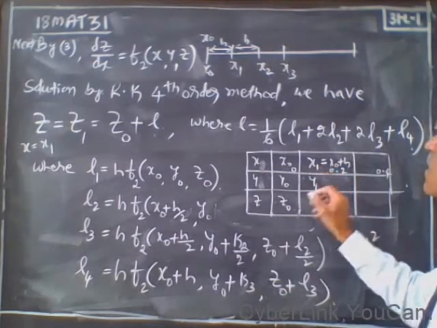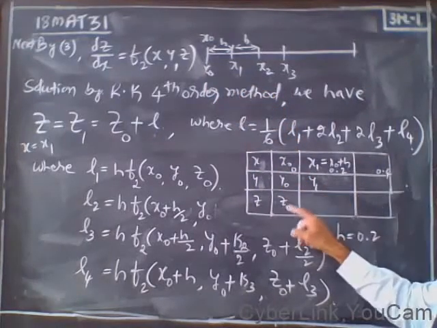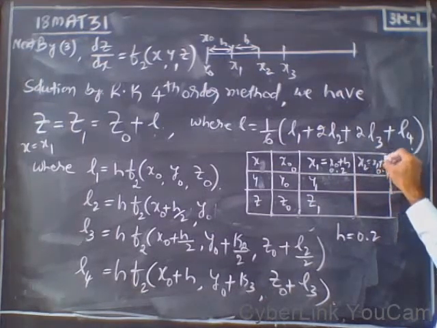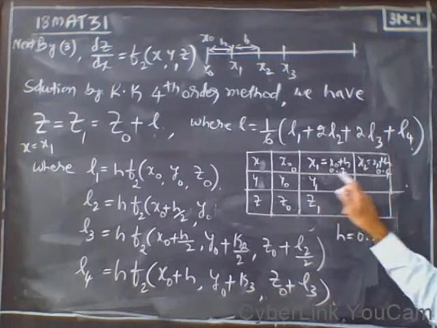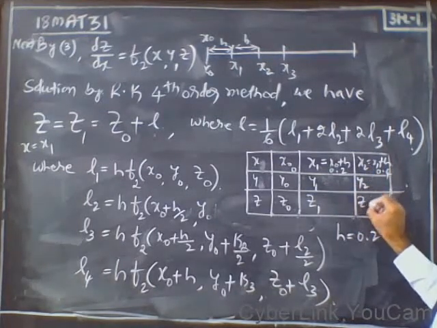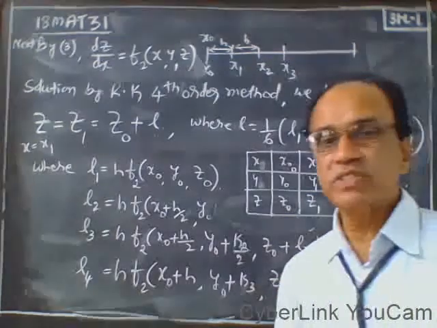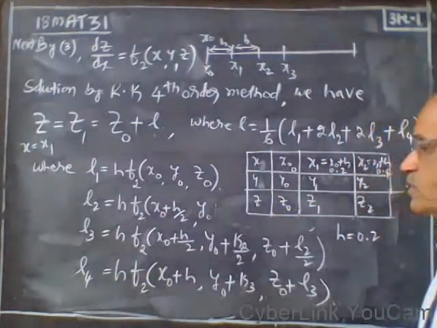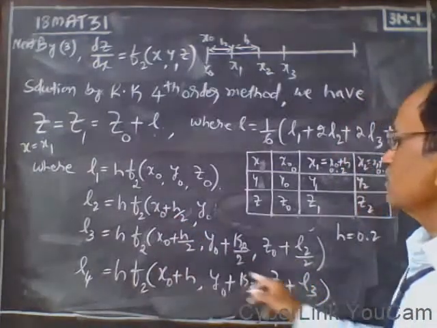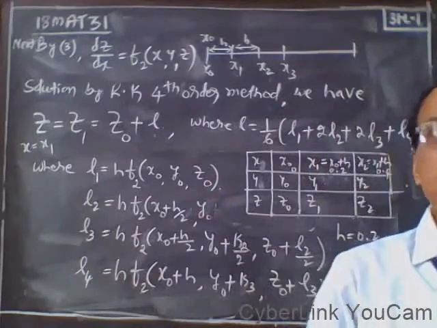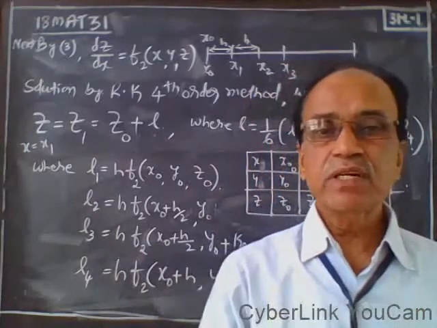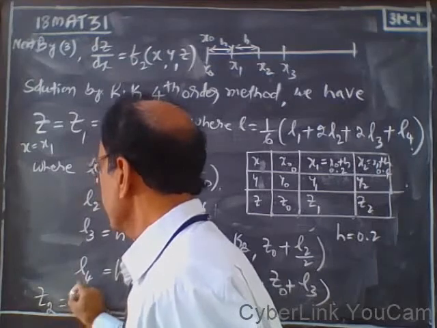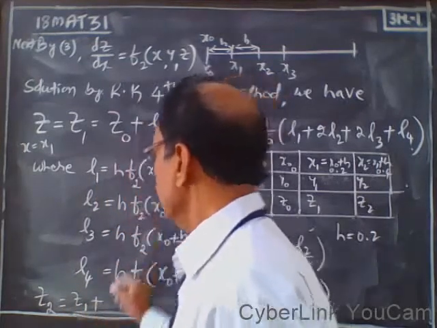What is the value of y1, as we discussed from the previous set of values, and what is the value of z1? And here x2 equal to x1 plus h, that means 0.2 plus h, that is 0.4. What is y2, what is z2? This is called the step by step procedure. For example, this is z1. Next, if you want to calculate the next set of values, wherever x0, y0, z0 appear, you replace those values by the calculated values of x1, y1, z1, so that you will get z2, that is equal to z1 plus l, like this.